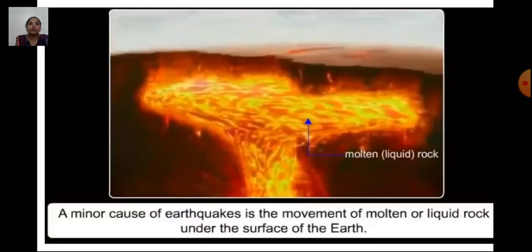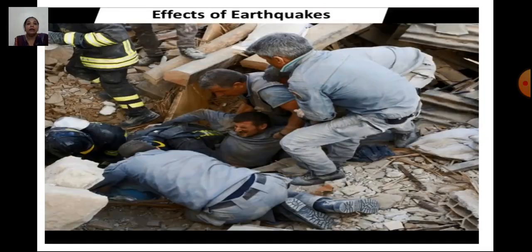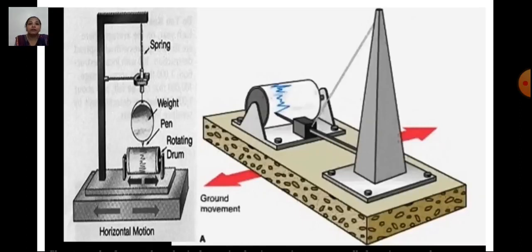The earthquake causes great devastation. The trees are uprooted, the buildings fall down, and humans and animals die. The bridges, roads, etc. are also damaged badly because of the earthquake. Now, the strength of an earthquake is measured by a device called a seismograph. The seismograph measures the strength of an earthquake, and the intensity of the earthquake is recorded on a Richter scale.